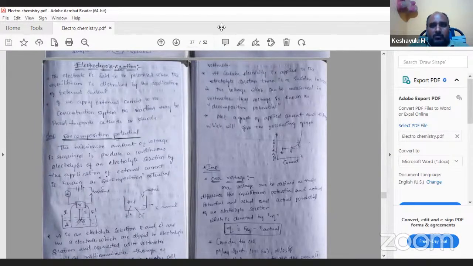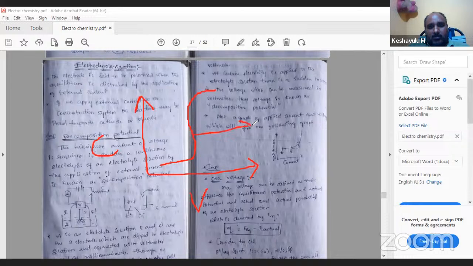So what is the polarogram? Simply, if we give external voltage to the system, it produces current. We can plot the graph between current and voltage. If we plot a graph between current and voltage, it gives this type of curve. This curve we call a polarogram.